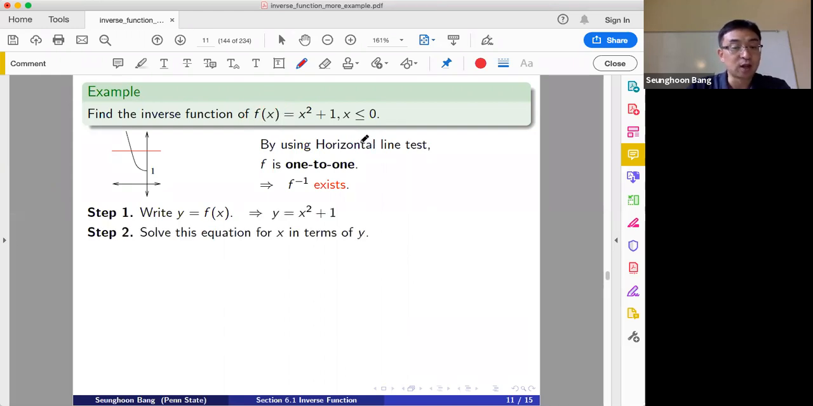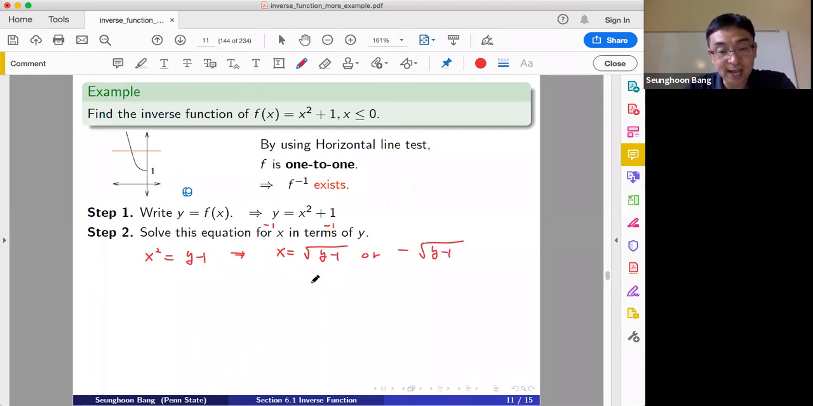Step 2, solve this equation for x in terms of y. How can you do that? You can subtract 1 from both sides. So we have x squared equals y minus 1. You can take a square root. X is the square root of y minus 1 or minus square root of y minus 1.